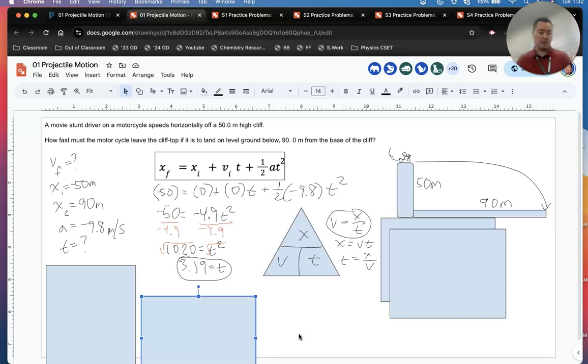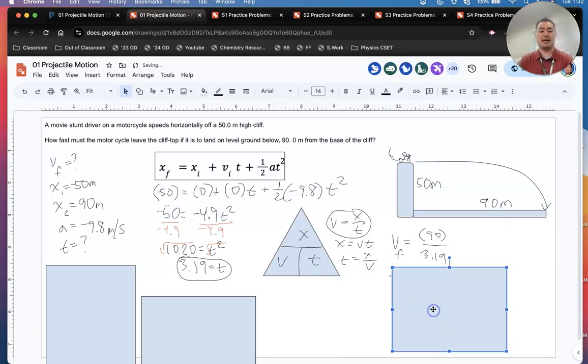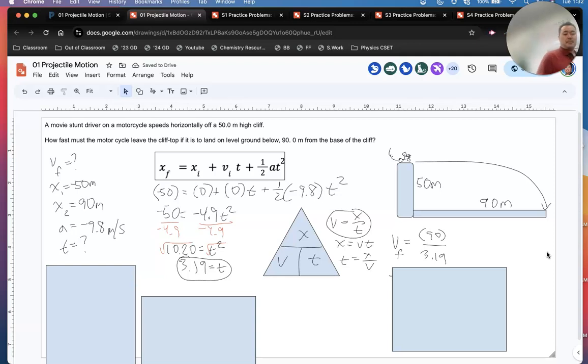Now when we plug it into our triangle where v equals x over t, we get the values. This time it's 90. And why is it 90, not 50? Because this time we're trying to calculate what it takes to clear the 90 meters. Not fall off 50 meters, clear the 90 meters. That's the original question. So 90, and then 3.19 is what we got from Eduardo. Let's ask Pedro Mendoza. Please divide 90 by 3.19.